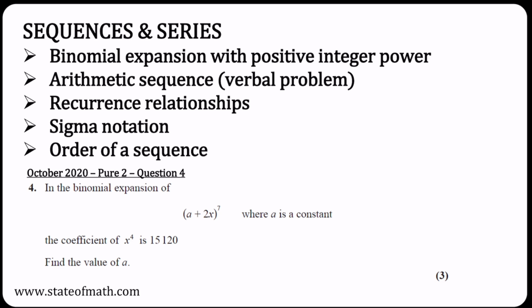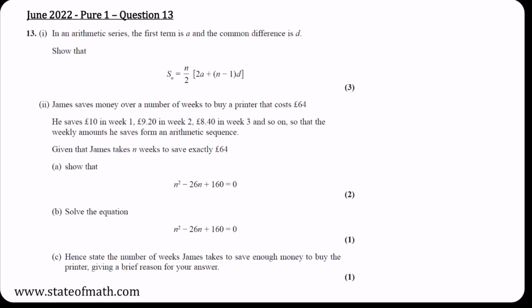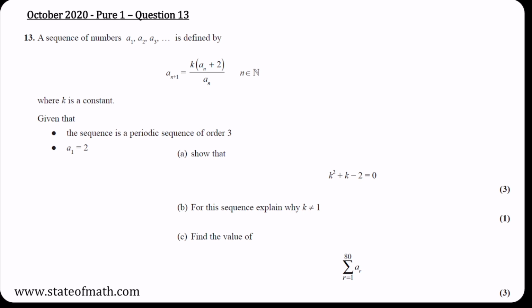And moving on to sequences, one of the proofs you could be asked is the summation formula for the arithmetic sequence. Moving on to a simple arithmetic sequence verbal problem. Or you could be asked, just like we did in October 2020, a recurrence relationship. We're working on the fact that it is periodic with order 3, and we need to explain why k could not be 1 and find the value of this summation here.